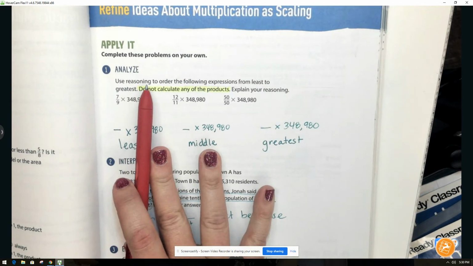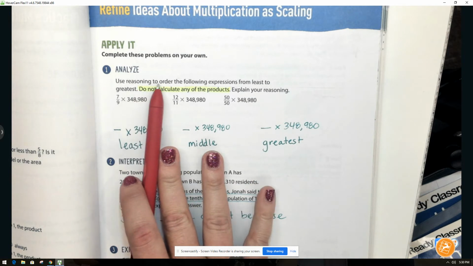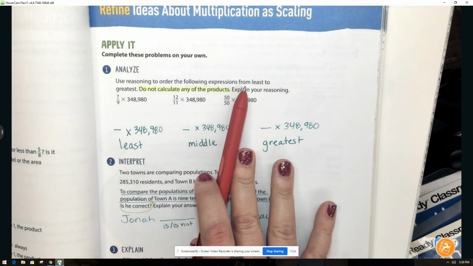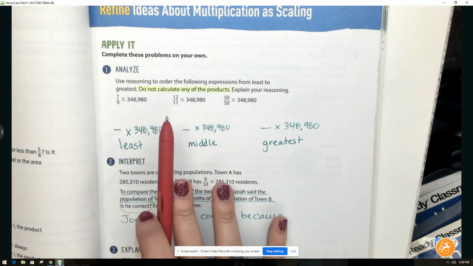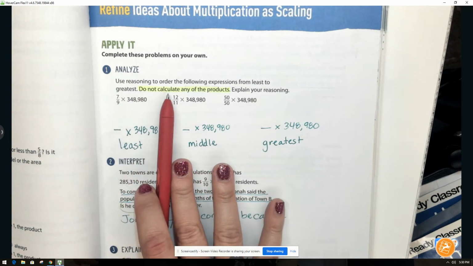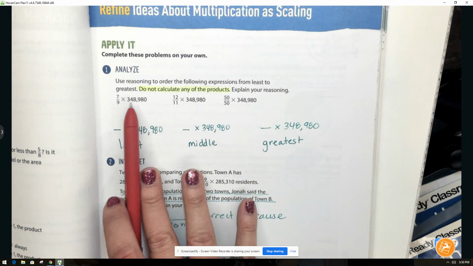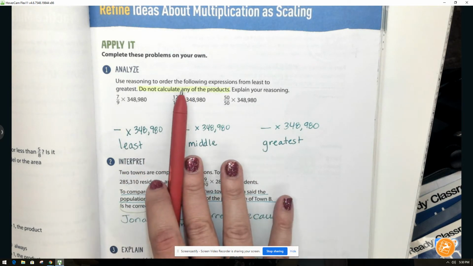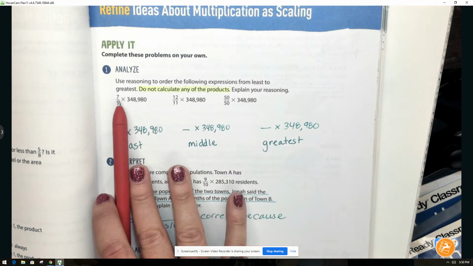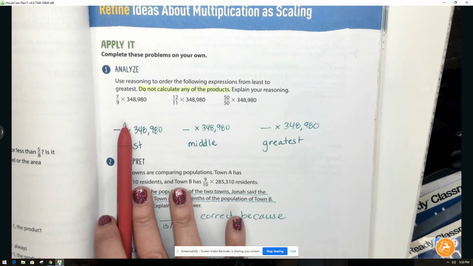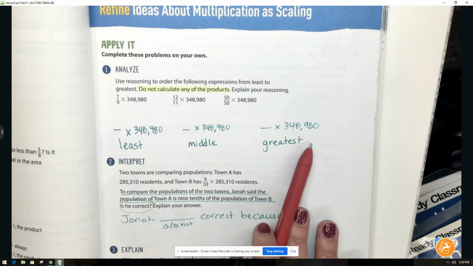Now, on number one, this is what the problem says. Use reasoning, meaning use your brain, to order the following expressions from least to greatest, meaning I want you to really think about what is a reasonable answer. Do not calculate any of the products. Don't do the math. It is totally unnecessary. And then explain your reasoning. We're going to look at these three products, and I want you to tell me which product is the least, which is the middle, and which is the greatest.